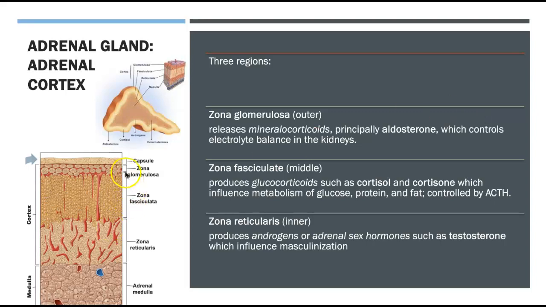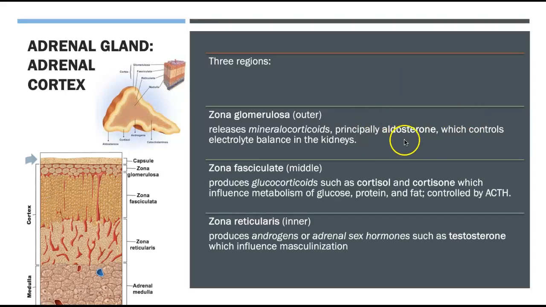Starting with our zona glomerulosa here, this thin layer, this is going to release our mineralocorticoids. And the specific one that we really talk about is aldosterone. Aldosterone helps us with electrolyte balance within our kidneys, and their main job is to resorb sodium, and as a result, we will also resorb water because water always wants to go where sodium goes, where salt goes.